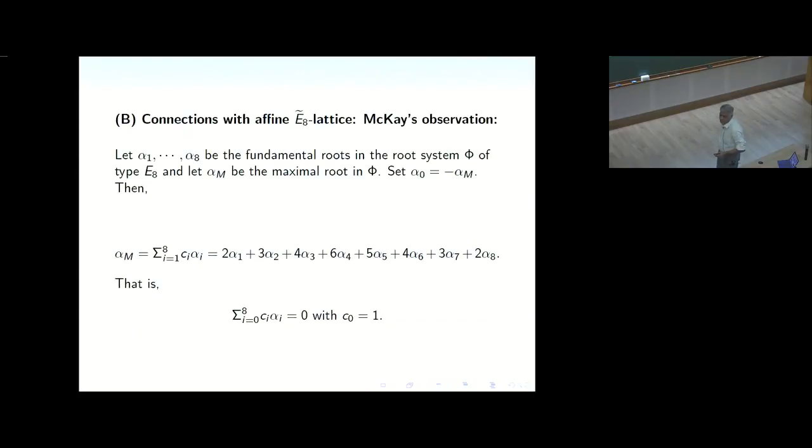This is another very important connection which has not been observed. Yes, the character table is known. This is the connection with the E8 lattice. It is the affine Lie algebra. Let's say that these are the fundamental roots in the root system, and alpha m is the maximal root, and you have this relation.